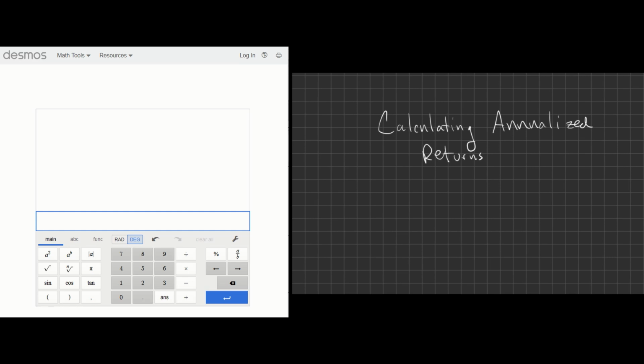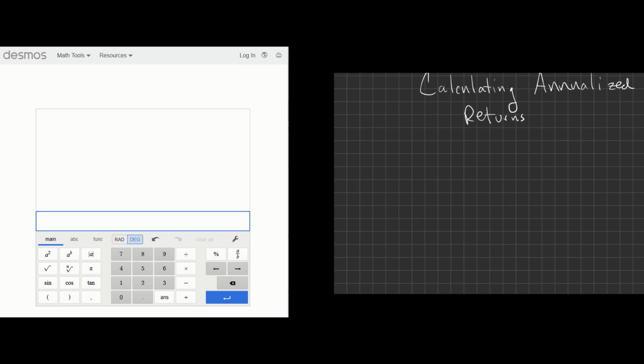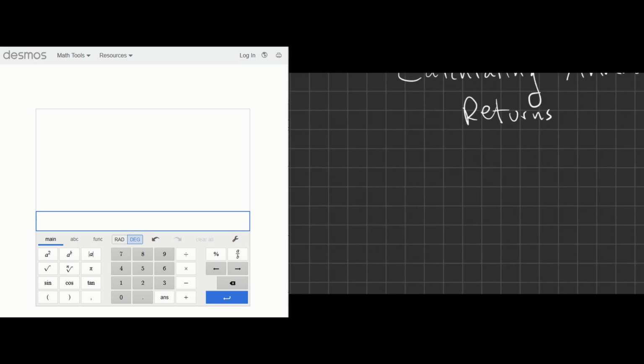Hey everybody, today we're going to take a look at the correct way to calculate annualized returns. So let's take a look at an example to start. Let's say that you have an 80% return over the course of 10 years.